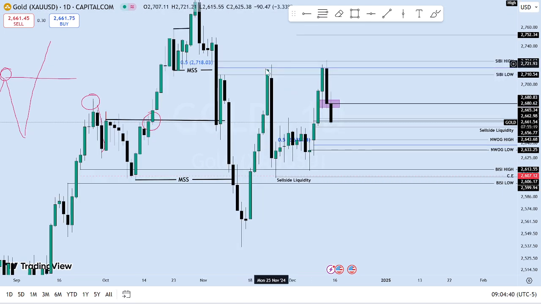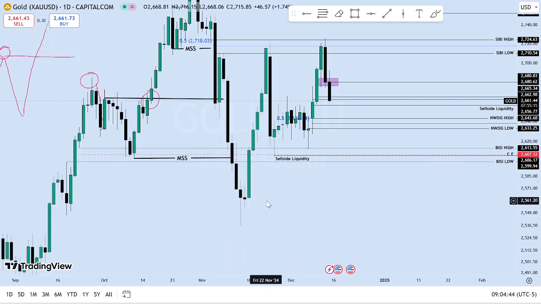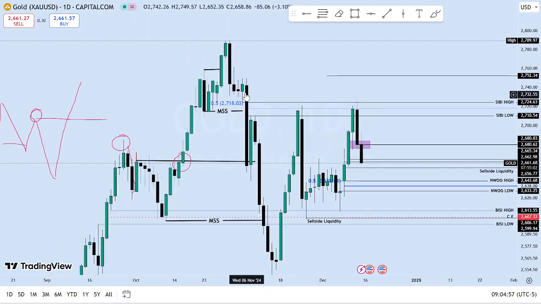Opportunistic buy side liquidity. I have a question. Go ahead. What is the displacement there? Displacement. This is the displacement.